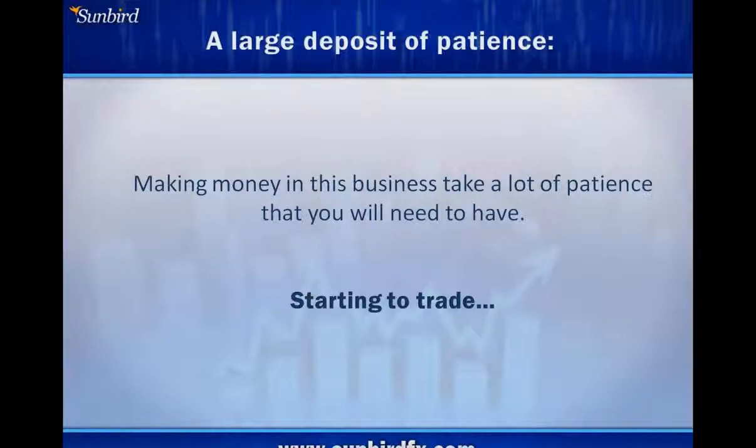Again, very important, a large deposit of patience. Making money in this business is not as easy as you think. If you have the right guidance, and I hope I'm guiding you right, on a righteous path, I can assure you that with patience, you will reach a successful trade, a successful business.